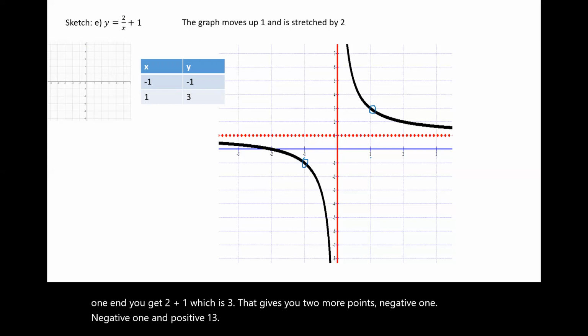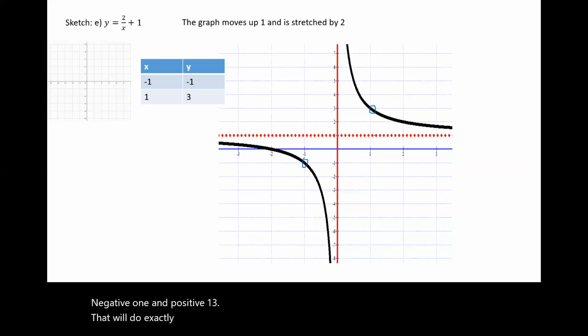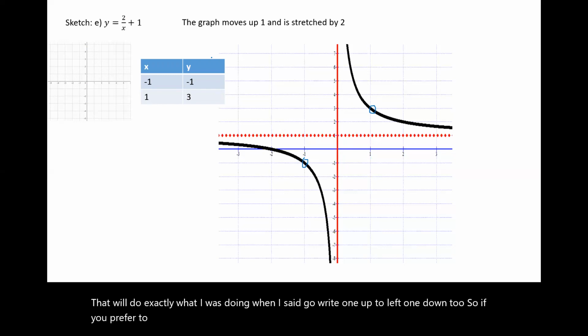That will do exactly what I was doing when I said go right 1, up 2, left 1, down 2. So if you prefer to pick a couple of points, that's not bad. Our aim is to stop you from just picking 10 or 15 points to draw the graph. If you have to pick 2, we're okay.